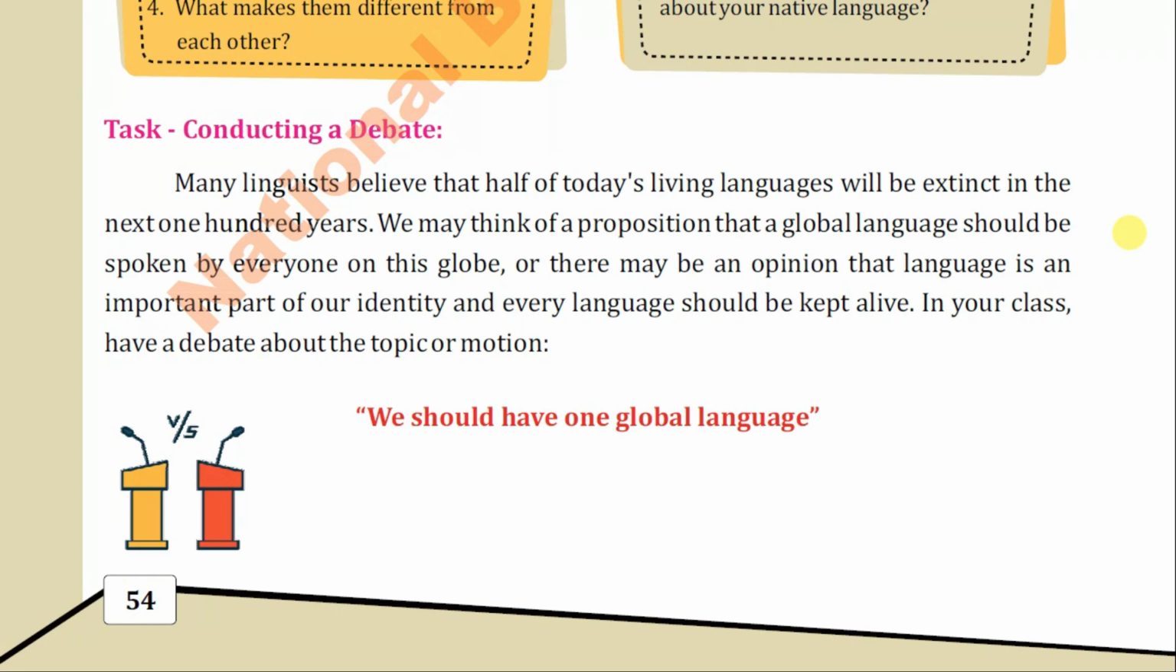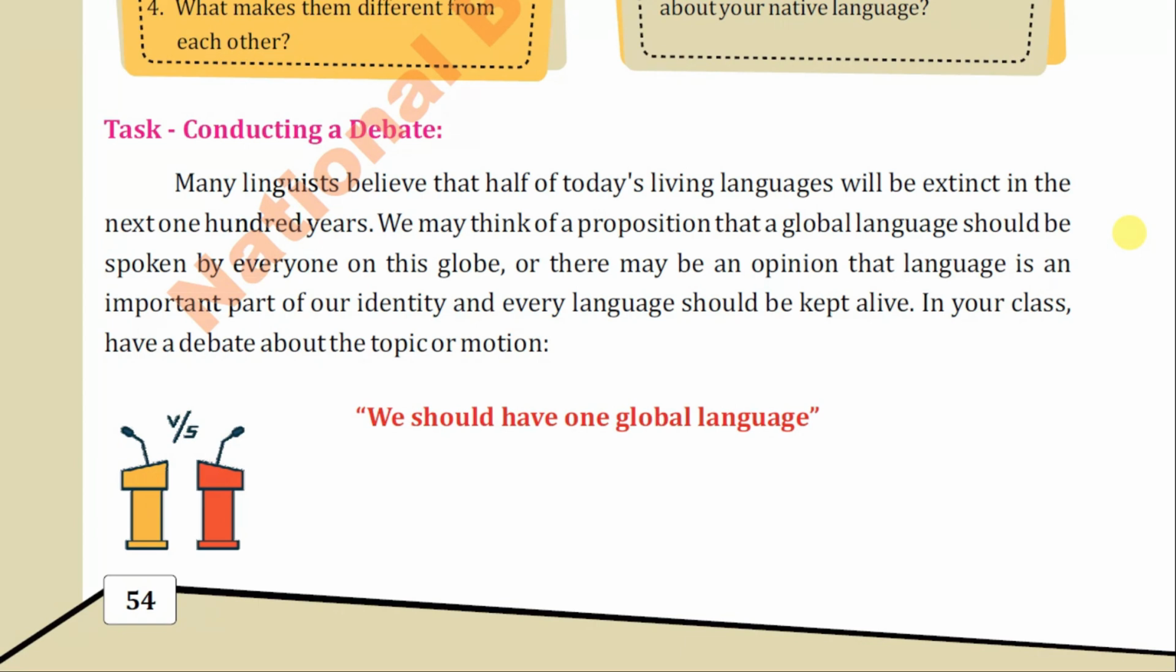We may think of a proposition that a global language should be spoken by everyone on this globe, or there may be an opinion that language is an important part of our identity and every language should be kept alive. In your classroom, have a debate about the topic or motion. The topic is, we should have one global language. Obviously, the debate can be conducted when we meet in the classroom. But there are certain things that we can discuss in this video.